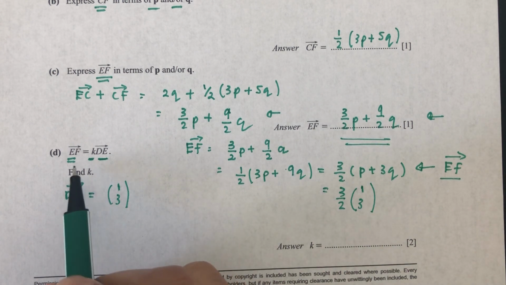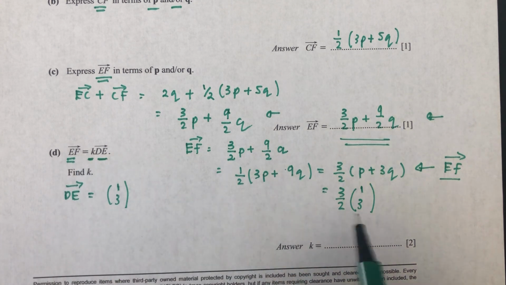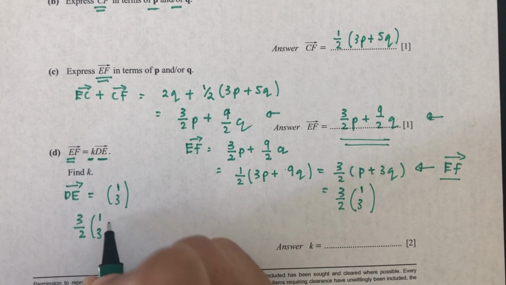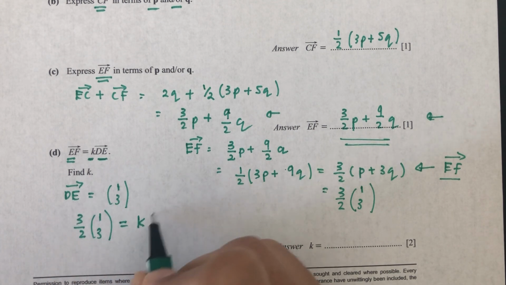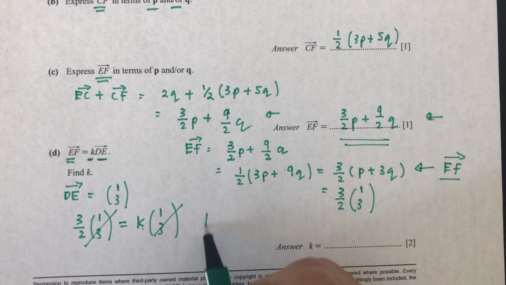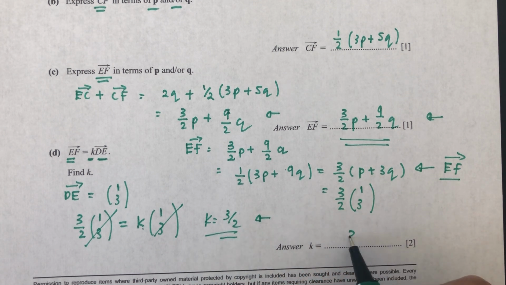Now we have to replace the information back in the equation. EF is 3 over 2 times (1, 3), equal to K times DE, and DE is (1, 3). So what is the value of K? We cross this out. So K equals 3 over 2. That is your answer for part D.